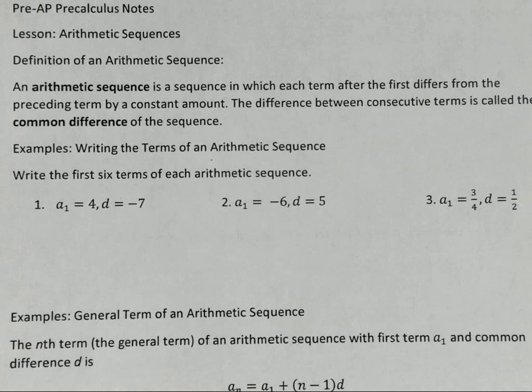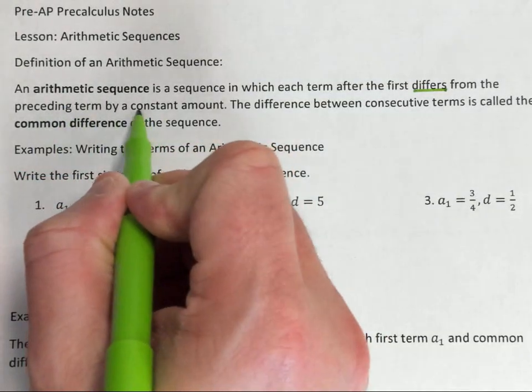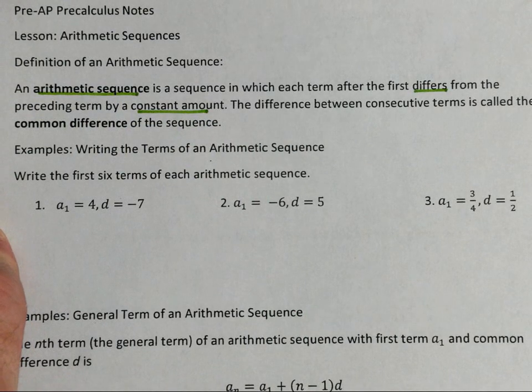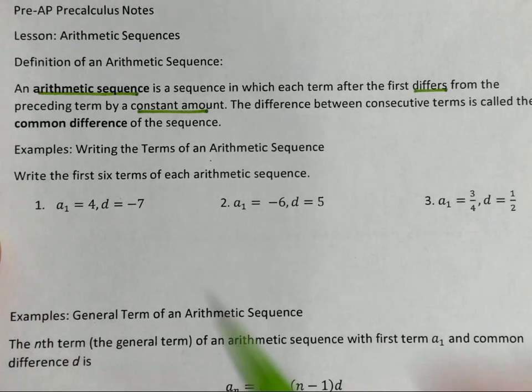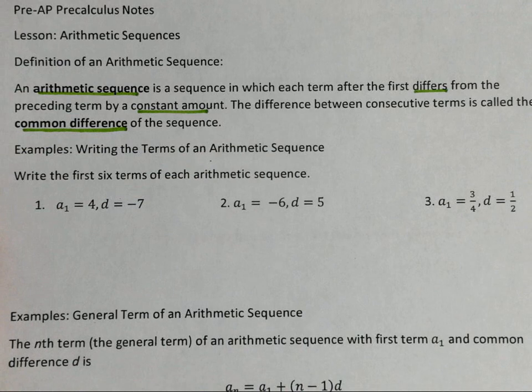Alright, so definition. An arithmetic sequence is a sequence in which each term after the first differs from the preceding term by a constant amount. This difference between consecutive terms is called the common difference of the sequence. Okay? That's going to make sense in just a minute why it's called common difference. You're adding, but they call it common difference.